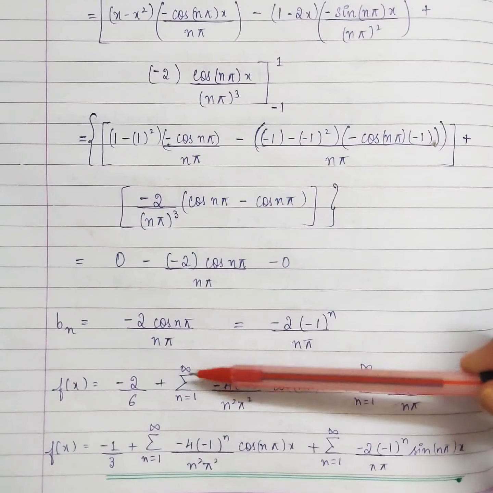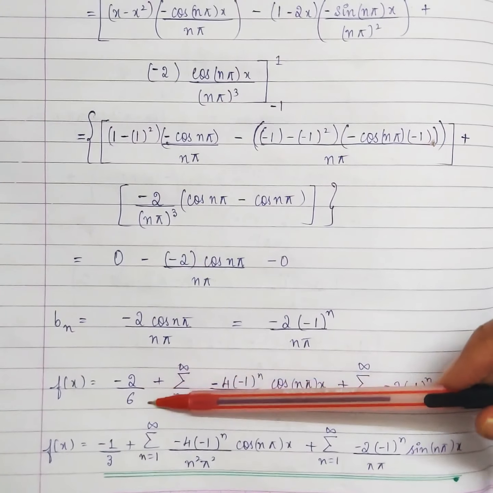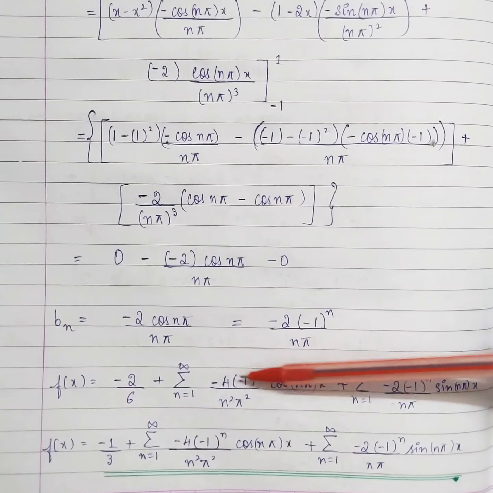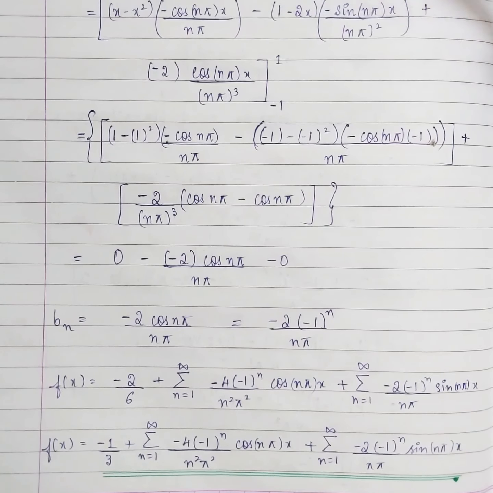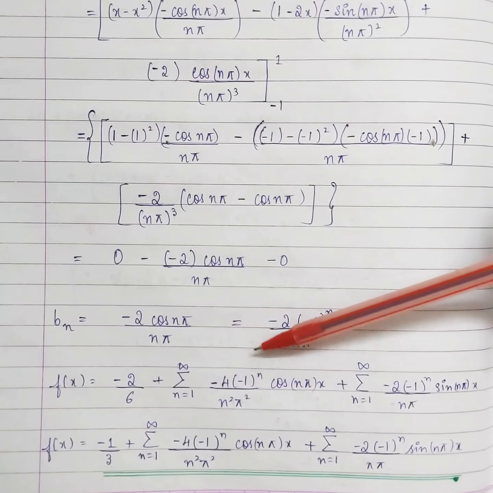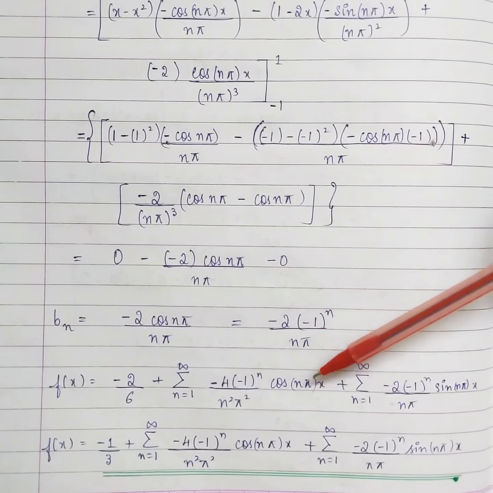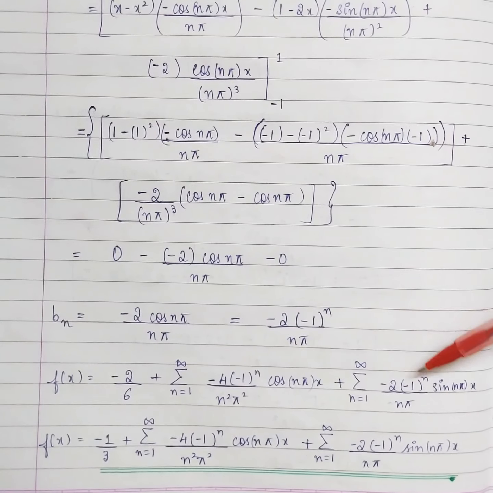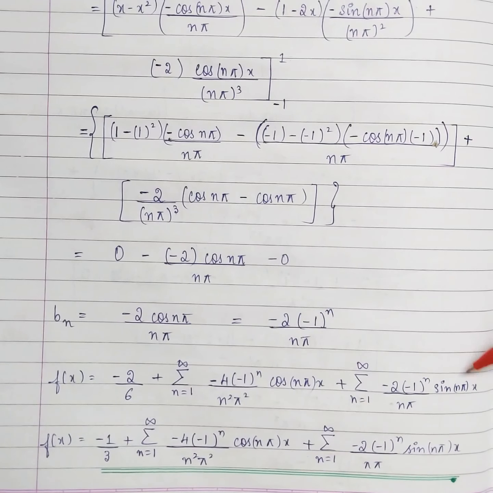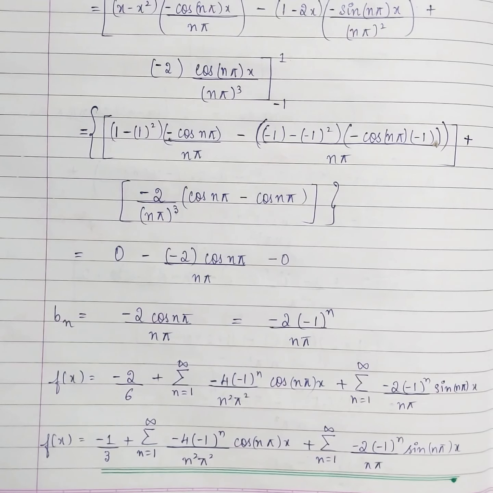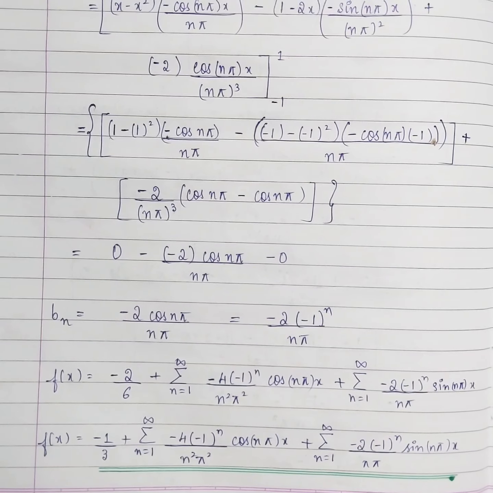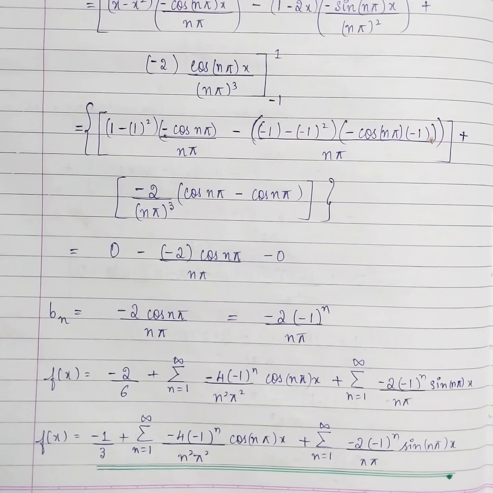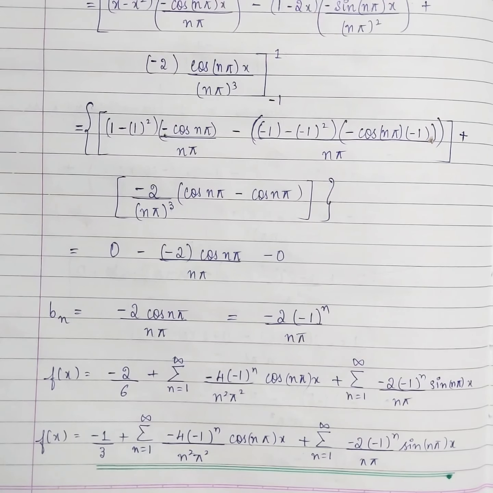F of x is a naught by 2. So this is a naught by 2 plus summation n is equal to 1 to infinity an value. So we got that as minus 4 into minus 1 power n by n square pi square cos n pi x by L, plus summation n is equal to 1 to infinity Bn sin n pi x by L. So this is the solution, and we have discussed a problem that is neither even nor odd. Actually it is a continuous function, right? Continuous function in minus L comma L.